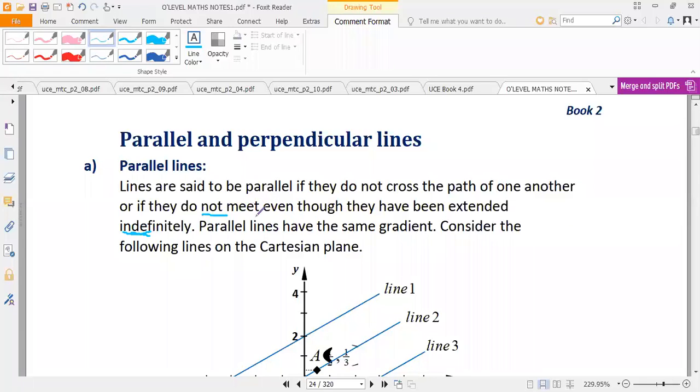So parallel lines basically don't meet just because they have the same gradient. In our yesterday's lesson, we looked at the gradient of a line, which is represented by the letter m. They don't meet because they have the same gradient, or call it slope. Another word for gradient is the word slope.